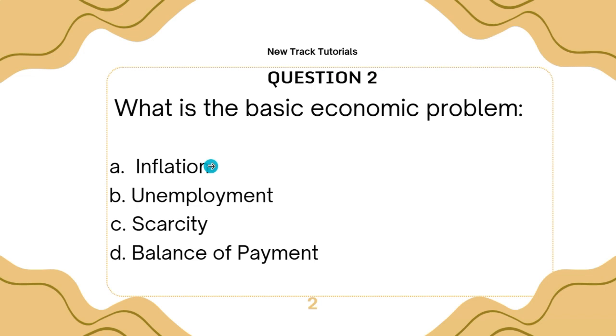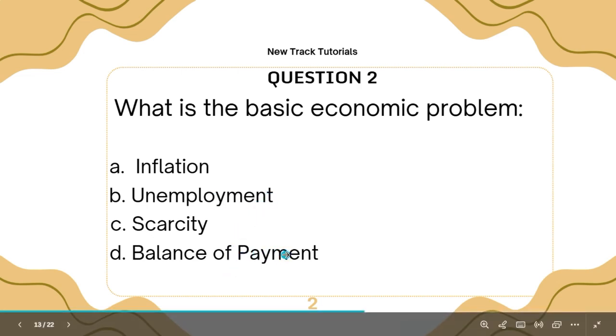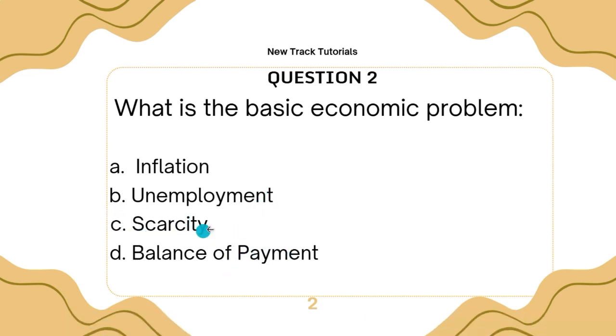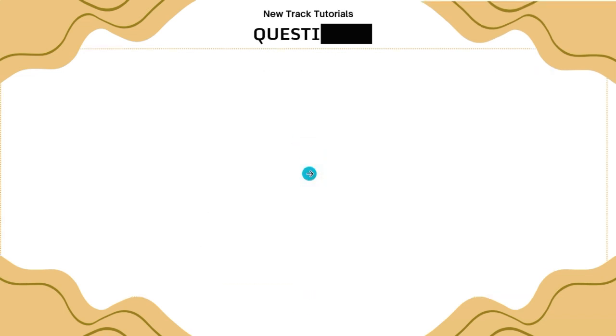Inflation, which is the rate at which prices of goods and services increase over time, is not a big problem. Unemployment is when someone who is able and willing to work cannot find a job that suits them. It is not a basic economic problem. Balance of payment is not a basic economic problem. The main option is option C. So when you are given questions like this, you analyze such questions and then you can get your answers. Now let's look at question number 3.